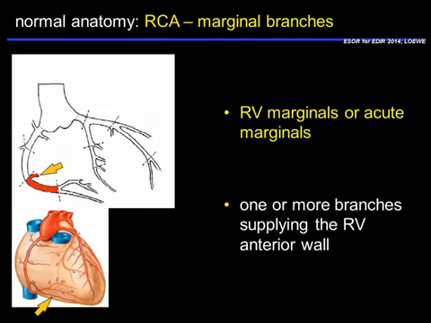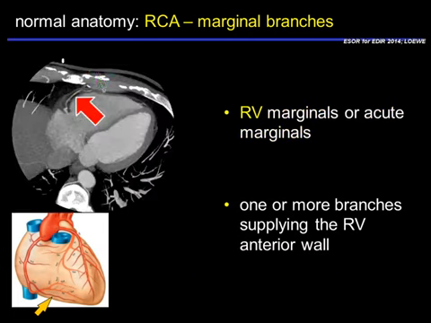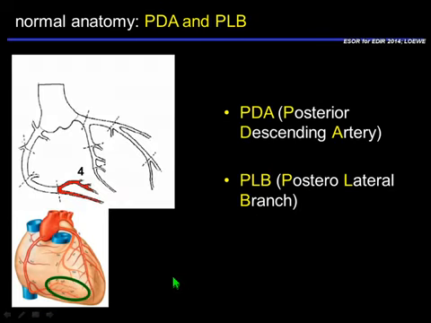On the way down, there are some marginal branches, or acute marginal branches, of the RCA that supply the free anterior wall of the right ventricle. However, they are not named separately in the 15 segment model, so they are not counted as defined coronary segments. This is one such acute marginal branch of the RCA supporting the free anterior wall of the right ventricle.